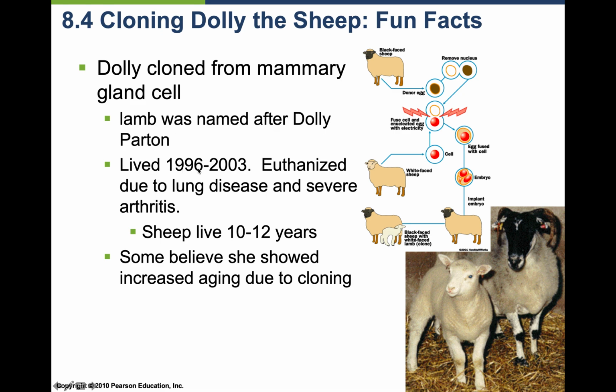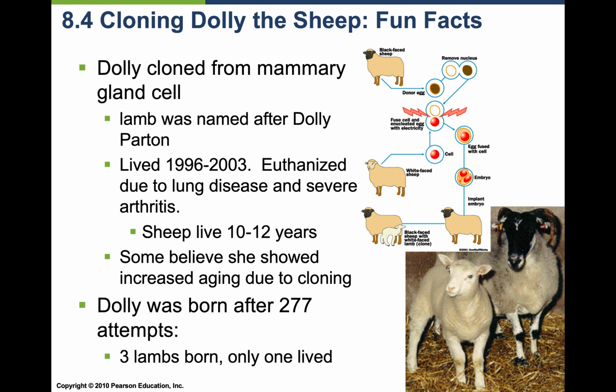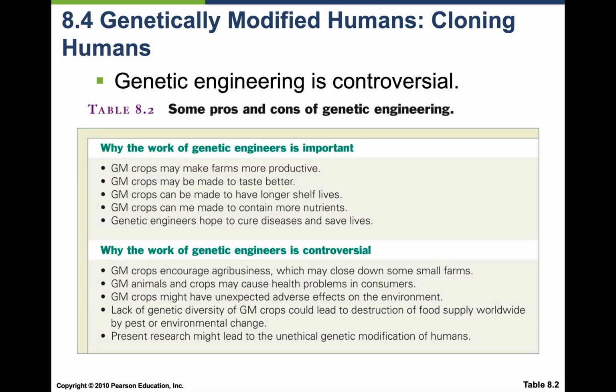It lived from 1996 to 2003, so about 7 years. It was euthanized because it had severe lung disease and arthritis. So sheep usually live 10 to 12 years. Dolly lived about half that time. Some believe that she showed increased aging due to cloning. So Dolly was born after 277 cloning attempts. There were 3 lambs born, and only Dolly lived. So kind of something to think about, right?